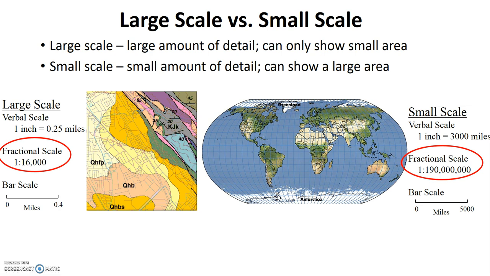Hopefully it makes sense to you that the map on the left has a larger representative fraction. 1 over 16,000 is a much larger number than 1 over 190 million. Thus, the map on the left is a larger scale map.